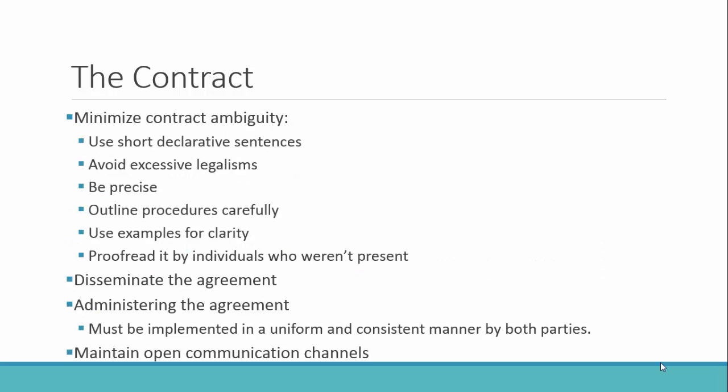In order to avoid conflict, parties must design the contract minimizing ambiguities. Some strategies are to avoid excessive legalism, be precise, outline procedures carefully, use examples for clarity, and proofread by individuals who weren't present. Another strategy is to disseminate the agreement. While administering the agreement, it must be implemented in a uniform and consistent manner by both parties, and always maintain open communication channels.